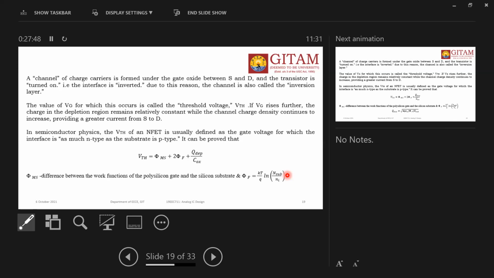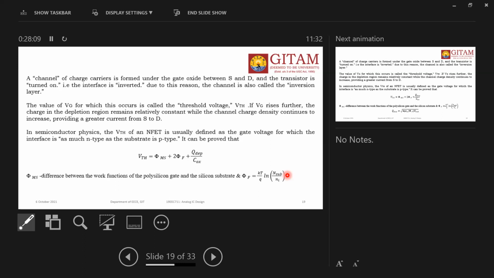So QDP is nothing but the charges in the depletion layer. I already told you about the charges, and COX is the oxide capacitance. This is the formula of the threshold voltage. Got the point? This is the definition, and this is how you can find the threshold voltage of your device.